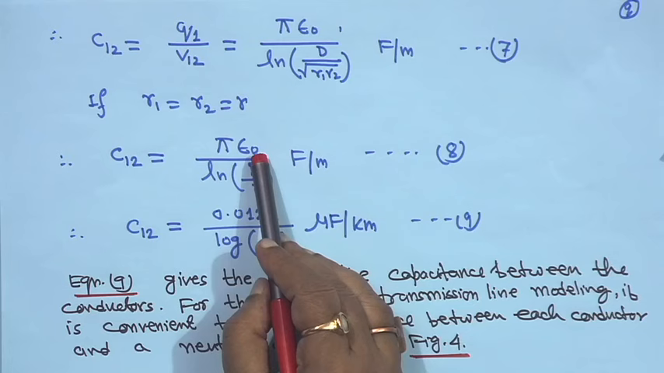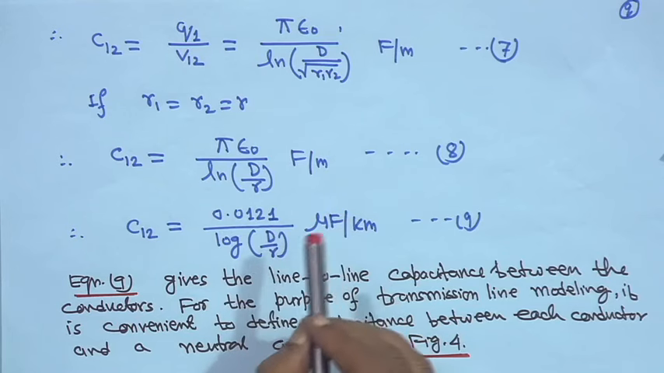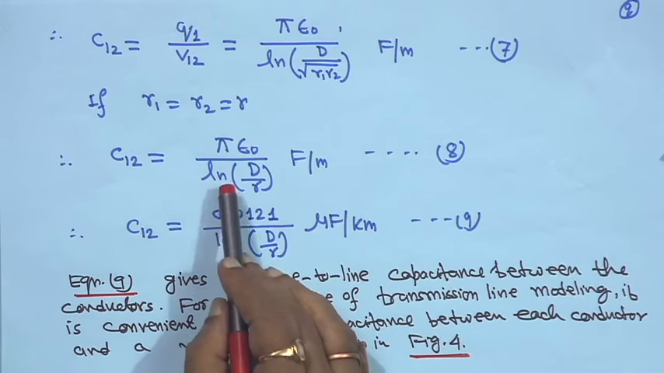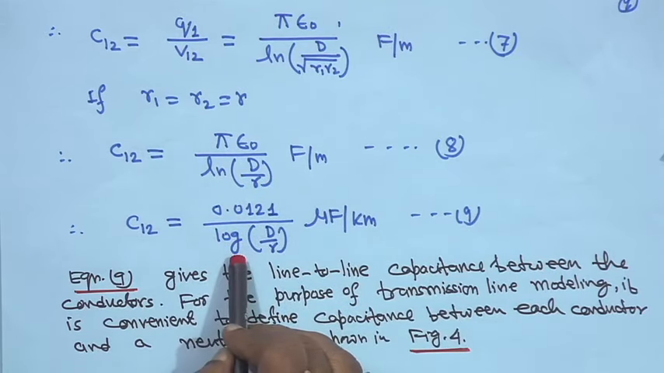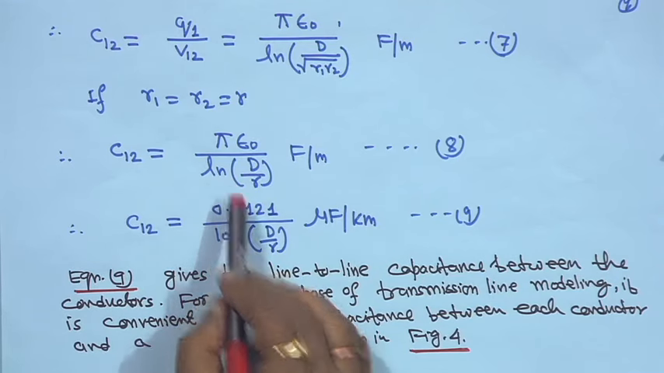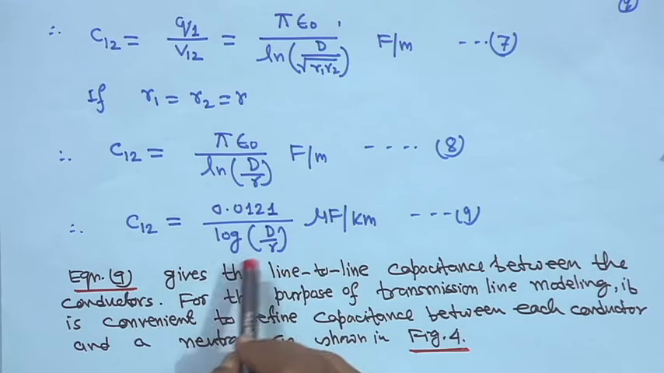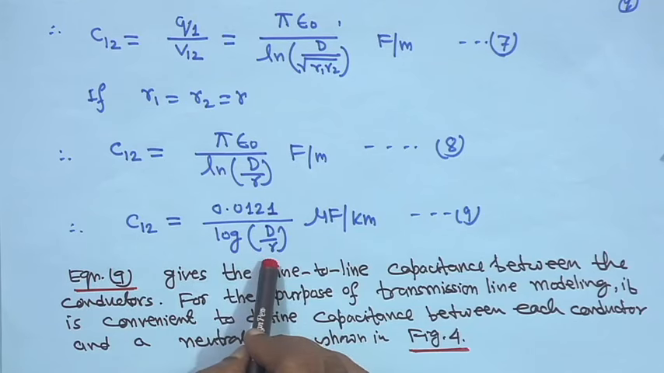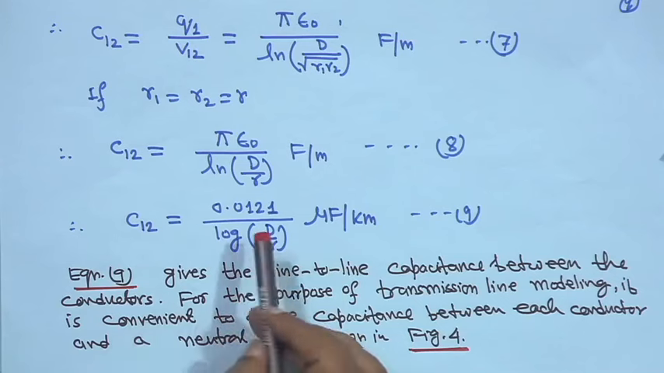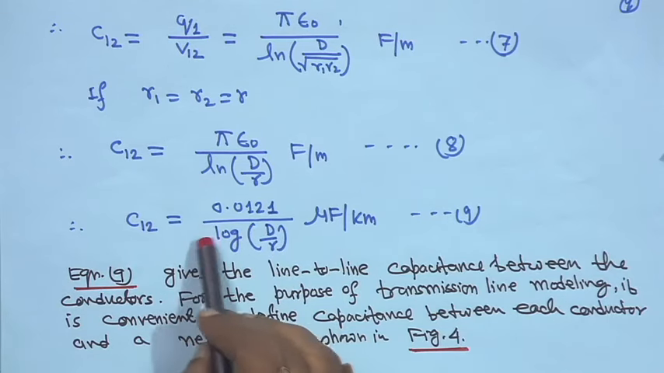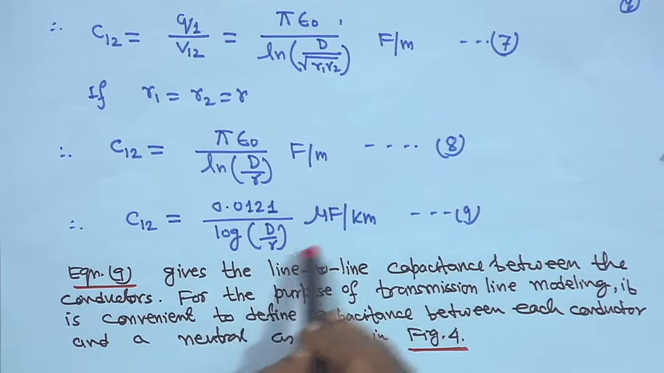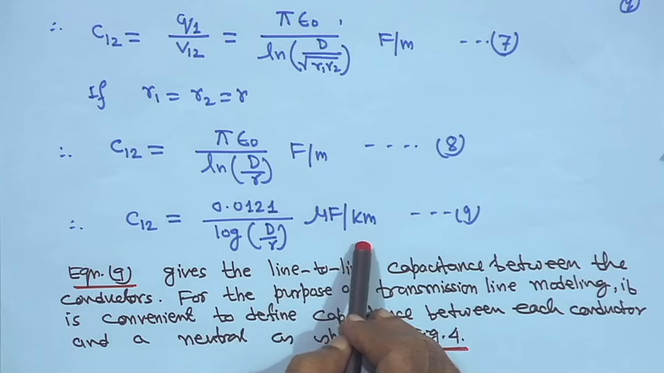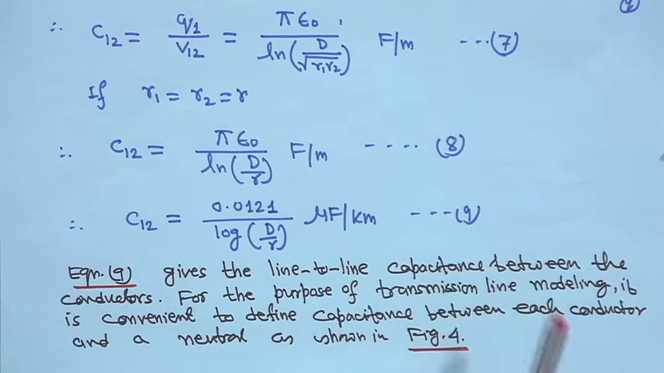Epsilon 0 you know is 8.854 into 10 to the power minus 12 farad per meter. This is a natural log, but you can convert it to log base 10. This conversion is up to you. Generally for numerical problems we will use log base 10, not the natural log, because it is easier to remember. Therefore, C12 is equal to 0.0121 divided by log d upon r microfarad per kilometer. This is equation 9.